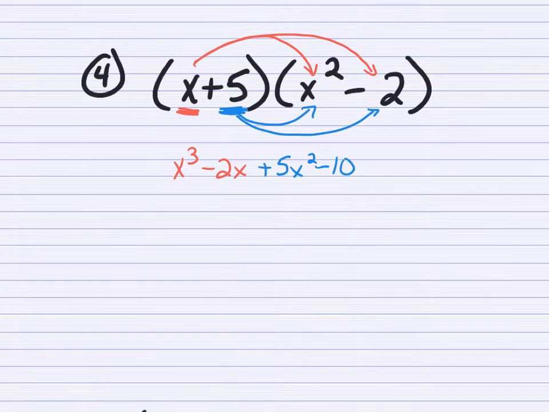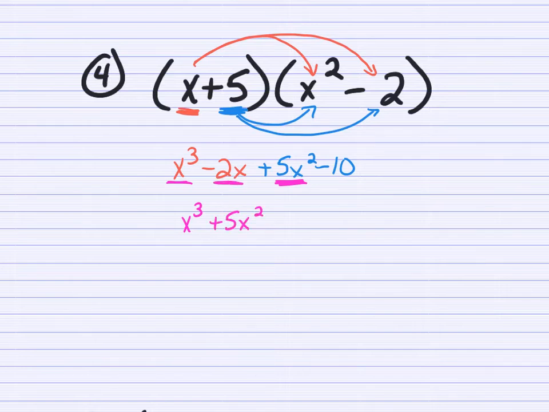Now again, I always want to check and see if there's any like terms. So I have my x to the third. There are no other x to the thirds, so I'm going to bring him down. And I want to put this in standard form as I go. So I'm looking for x squareds next. So I see 5x squared. There are no other x squareds, so I'm going to bring down my positive 5x squared.